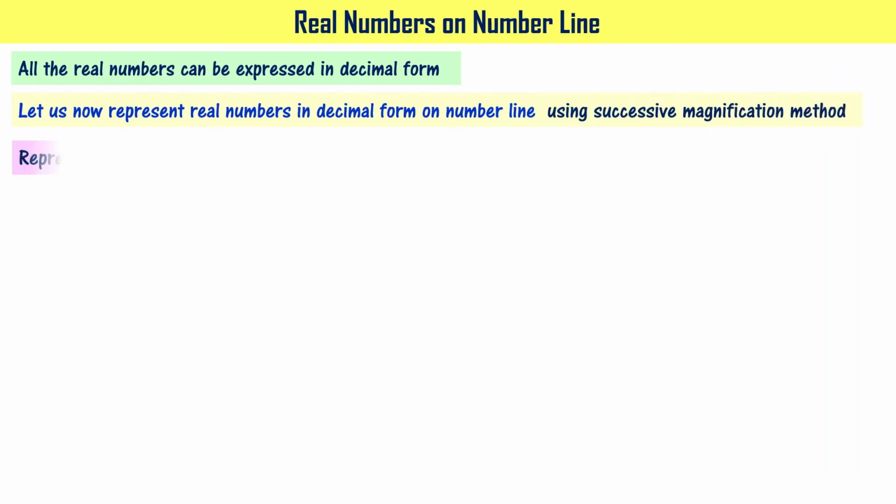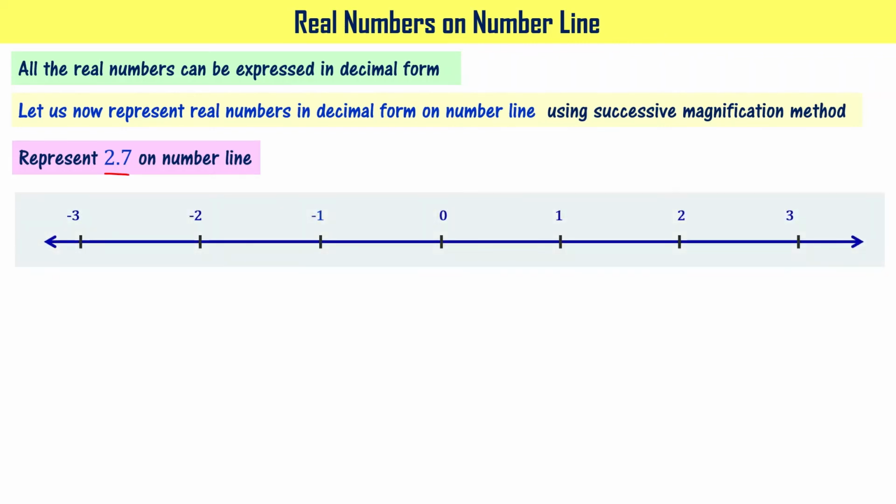Let's look at that now. Let us represent 2.7 on the number line. This is a terminating decimal, right? As you look at this, 2.7 is greater than 2 and smaller than 3, right? So let's take a look at the number line which has got the numbers 2 and 3. Rest of the number line is not important for us, right? We know that 2.7 lies in between these two numbers, meaning if you write 2.7, it is less than 3 and it is greater than 2, right?